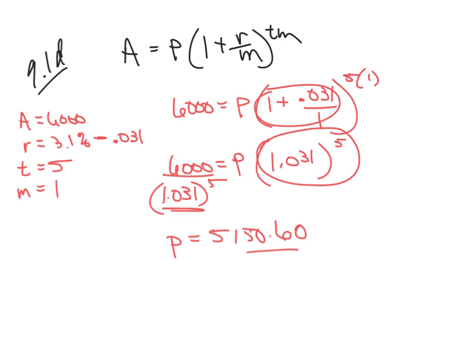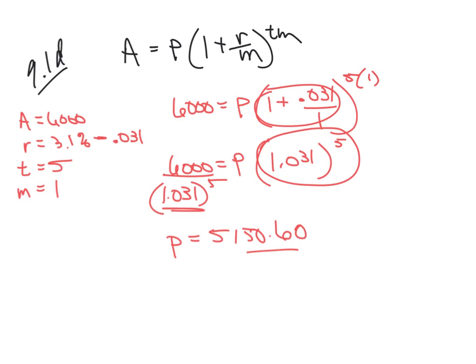Alright, letter B says if only $5,000 is available to deposit now, what annual interest rate is necessary for the money to increase to $6,000? Okay, so let's say she doesn't have this much money to put in the bank. Let's say she only has $5,000, but she still wants $6,000. Is this interest rate going to have to change? Yeah, it's going to have to be a higher interest rate because she doesn't have as much to invest.